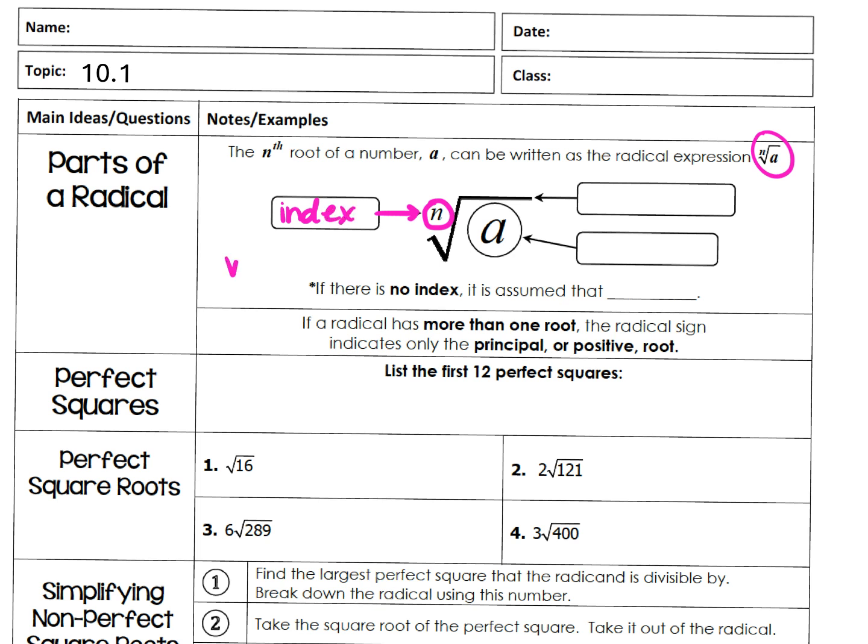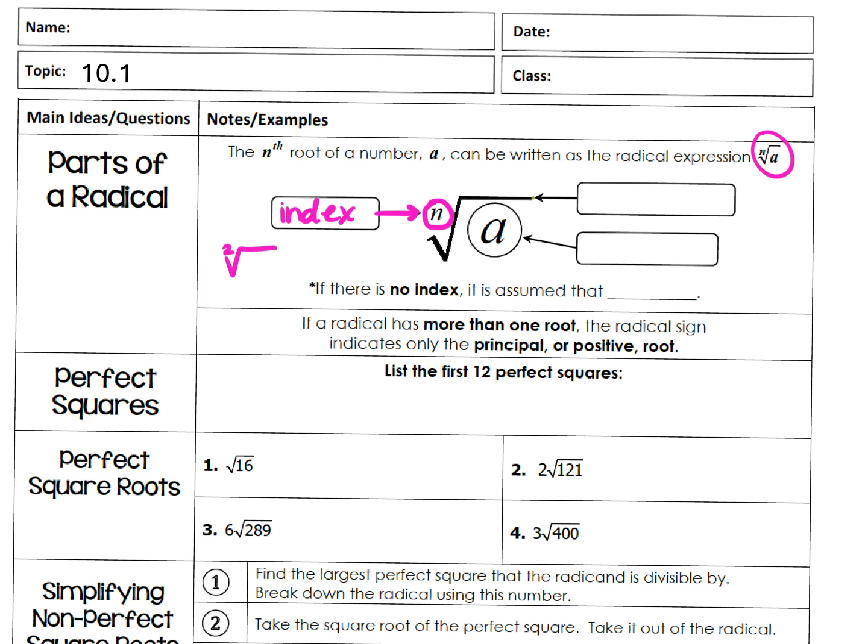Normally, you guys are used to a square root that looks like that, and there's no number there. What is the number if there's no number there? 2. It's essentially there's a 2 there when it's a square root, but they don't ever write the 2 in because it's so common that it's square root that they just leave it as the radical and assume that a 2 is there.